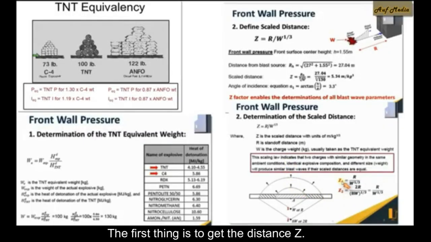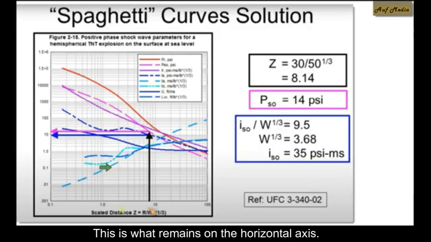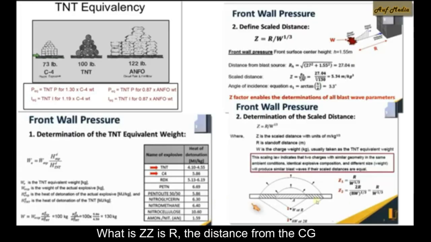The first thing is to get the distance Z. What is Z? It is a scaled distance. This is what remains on the horizontal axis. What is Z? Z is R, the distance from the CG to the face of the building, divided by the weight equivalent to the power of 1/3. This step is the next one after the determination of the equivalent TNT weight.